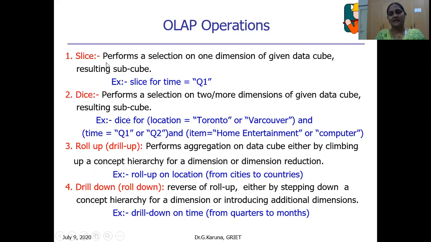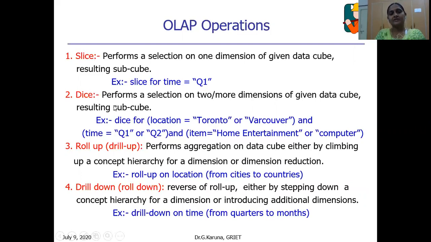So the first one is slice. Slice is an OLAP operation which performs a selection on a single dimension of the given data cube. After performing the slice operation, the result is a subcube. Here we are going to select the data from one dimension only, which is called a slice. For example, slice for time equal to Q1. Here we are taking only the single dimension, time. Such an operation is called a slice.